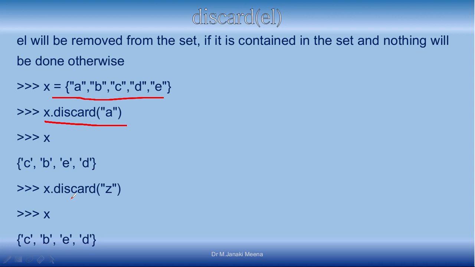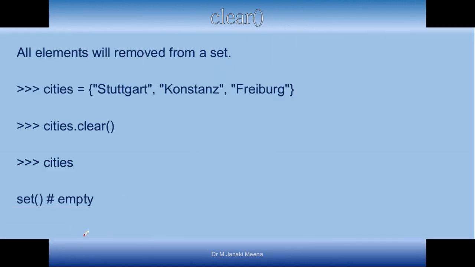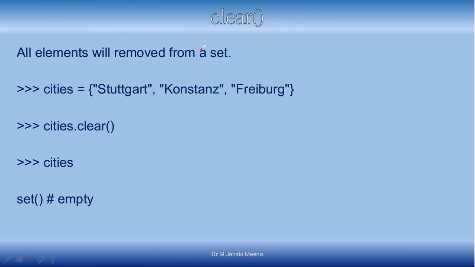If I try to discard Z, then actually Z is not present in the set. I will not get any error. It will just keep quiet, and all the elements will be present in it. And the next method is the clear method. The clear method will remove all the elements from the set.